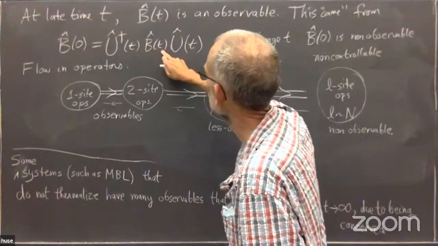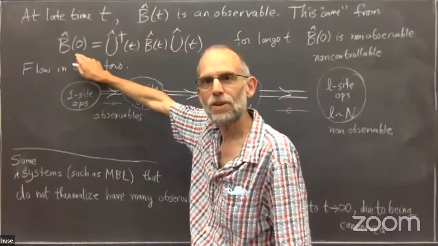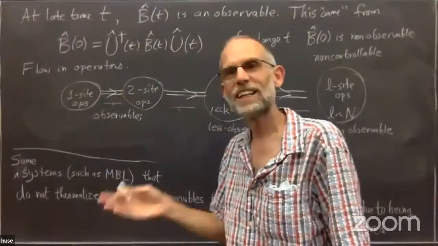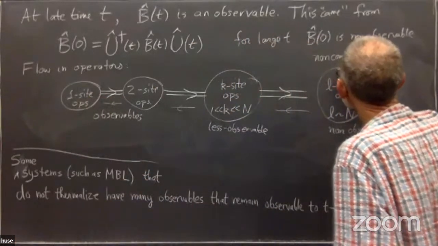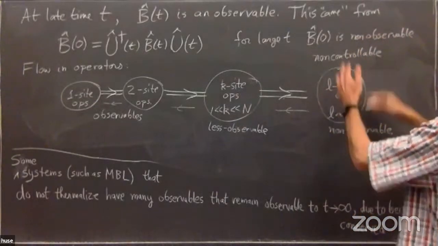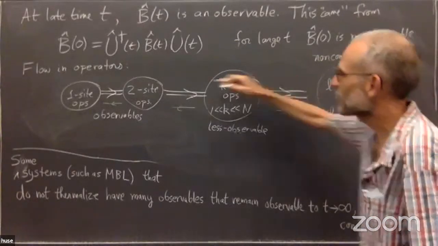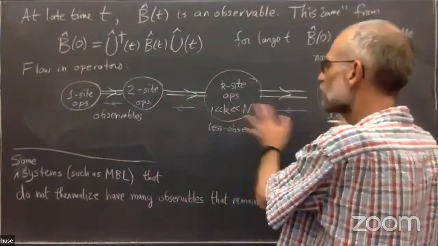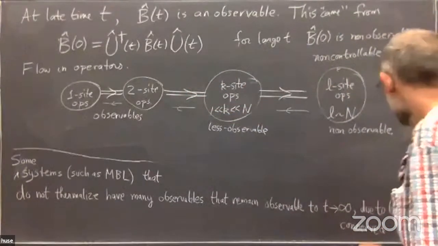So if I have an observable and I run it backwards in time and make this B of zero, this is a very special operator because it, under time evolution, gets simpler, right? And so that's like a little tiny set over here of these operators. Almost all these operators will just wander around in this space and never get simple, but then there's a very small set of them that'll actually get simpler, right? So we have this flow, and this is essentially the source of the second law of thermodynamics.